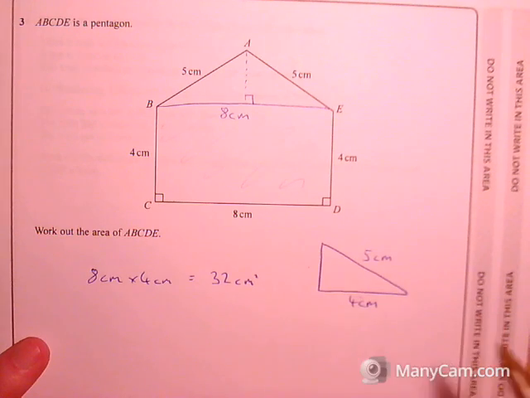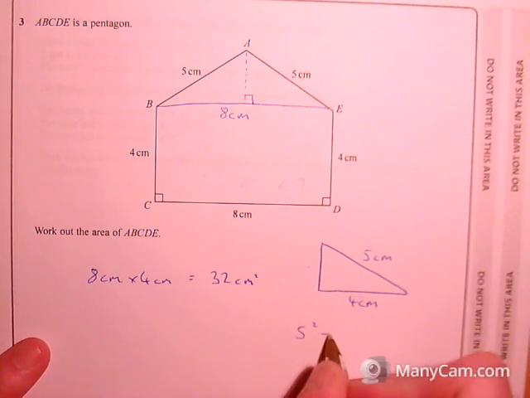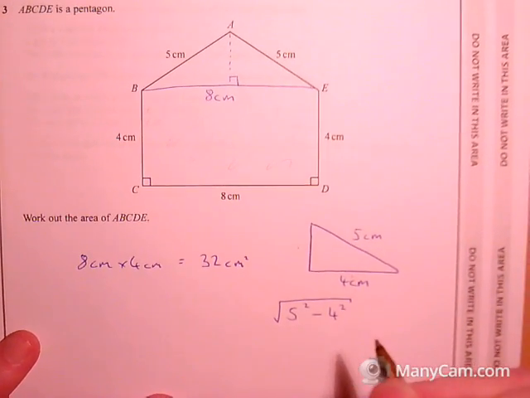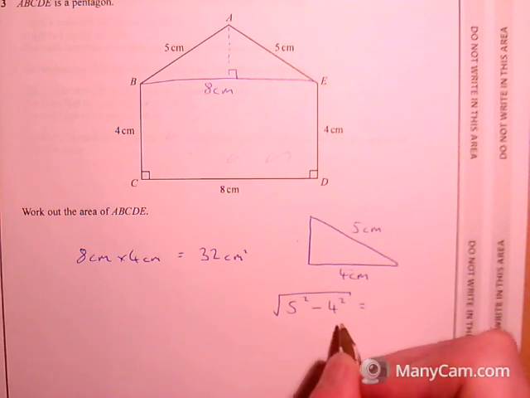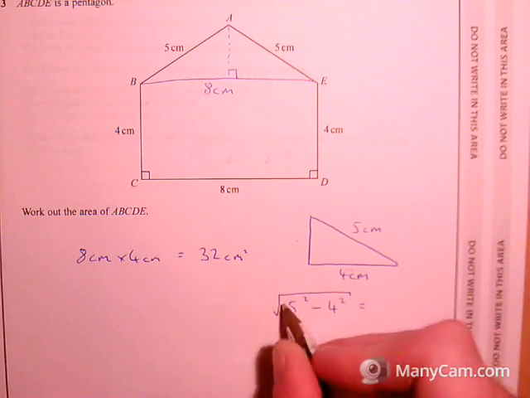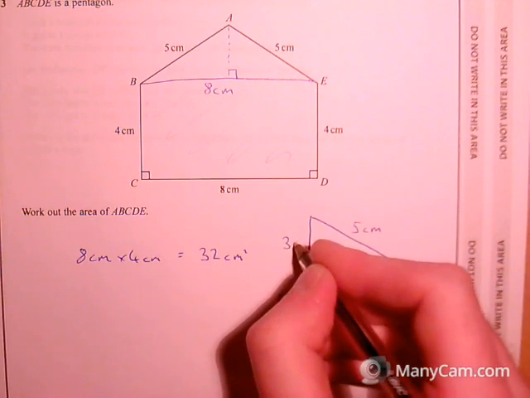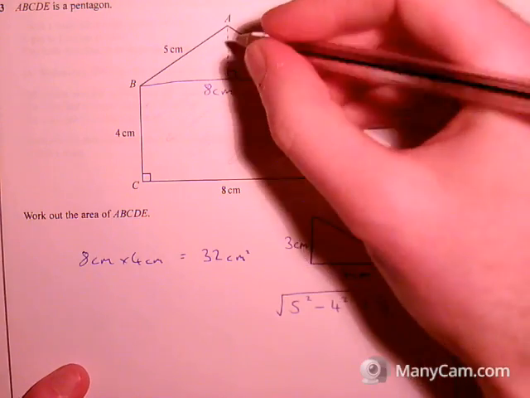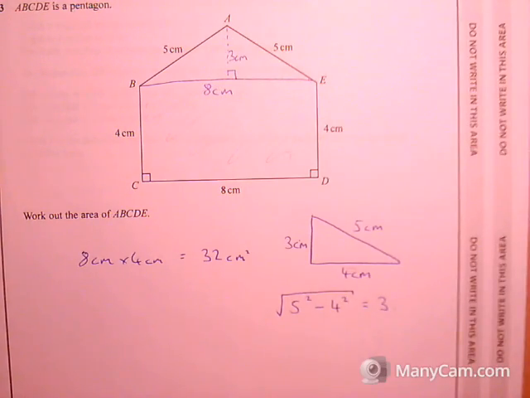So to work out this length, I need to do 5 squared, take away 4 squared, and square root it. So that's going to give me 25, take away 16, which gives me 9, and the square root of 9 gives me 3. So I know that the length, or the height of that triangle, is 3 centimeters. So going back to the diagram, I've got that height of that big triangle is 3 centimeters.